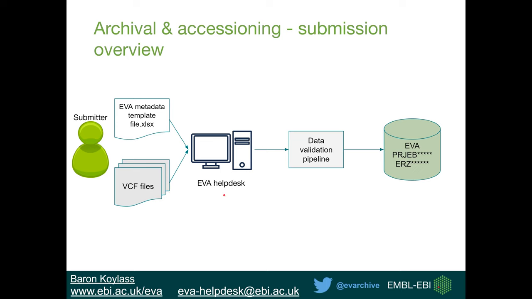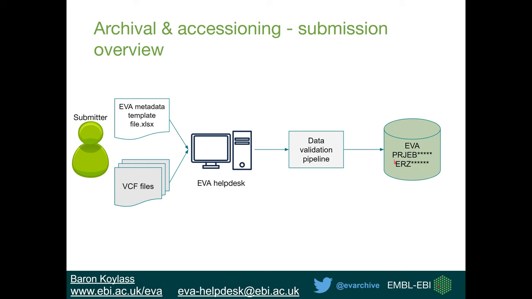They send this to the EVA help desk, where the majority of the time you'll find me on the other end, or a member of my staff, one of my colleagues. We get this data in and run it through our data validation pipeline to ensure the data is valid and FAIR. Then we come to the end of the pipeline and we produce a project accession and an analysis accession, which you'll also see are linked to the ENA. So these are unique identifiers that can be used to grab the data sets.